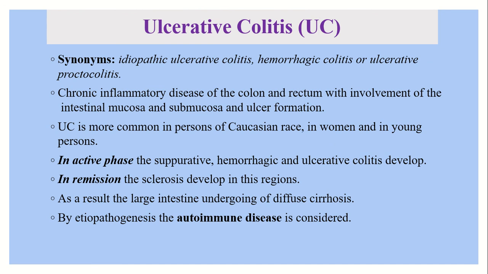Now let us discuss ulcerative colitis, or another name in your textbook, non-specific ulcerative colitis, idiopathic ulcerative colitis, hemorrhagic colitis, or ulcerative proctocolitis. It is a chronic inflammatory disease of the colon and rectum with involvement of the intestinal mucosa and submucosa and ulcer formation. Ulcerative colitis is more common in persons of Caucasian race, in women and young persons. In the active phase, suppurative, hemorrhagic, and ulcerative colitis develops, but in remission, sclerosis develops in this region. As a result, the large intestine undergoes diffuse cirrhosis. Ulcerative colitis is considered an autoimmune disease.